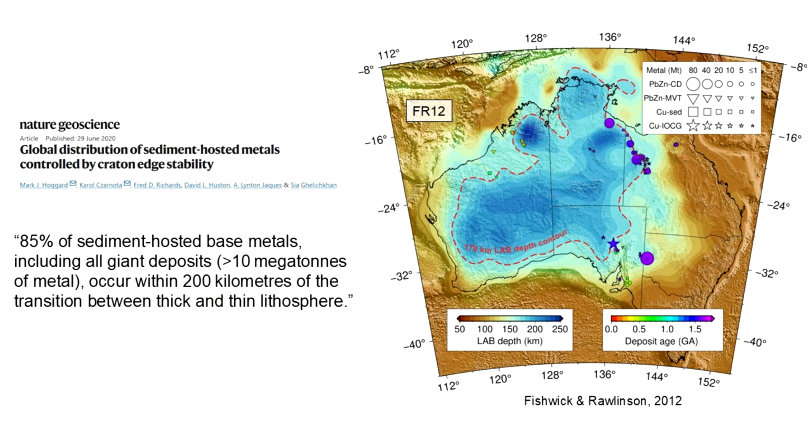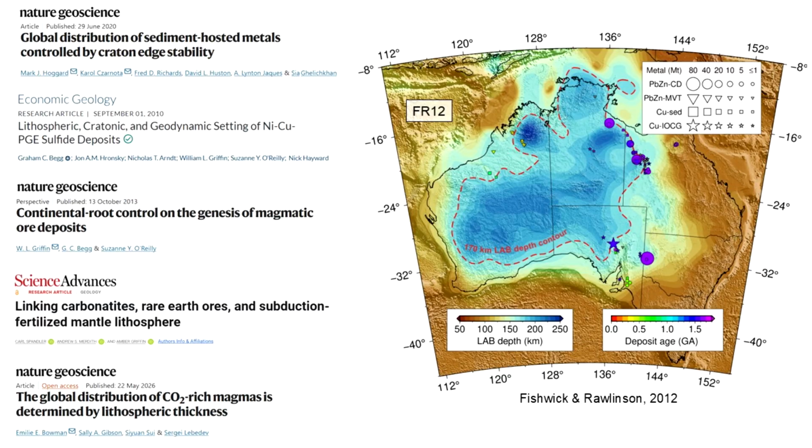All right, now in terms of mineralization, everyone will have seen this map at this stage. This was Mark Hoggard's work. We've got sediment-hosted mineral deposits superimposed on a map of LAB thickness derived from a seismic tomography model. And then the contention is that 85% of these base metal deposits occur within 200 kilometers of this transition between thick and thin lithosphere. As Ruth pointed out, especially at the time of generation of this model, back in 2012, we didn't actually have that many stations in WA. So it behoves us to refine that LAB model.